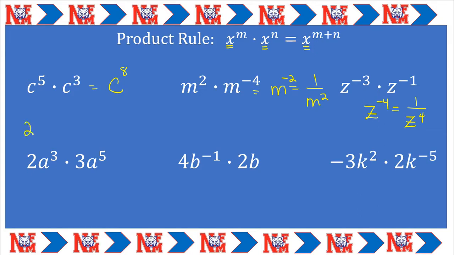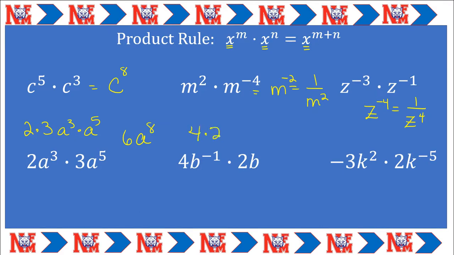In this case, we have coefficients as well as variables, so I'm going to rearrange. So I have my like factors. So 2 times 3 is 6. And then we have a times a times a times another 5a, so that's a total of 8a's.